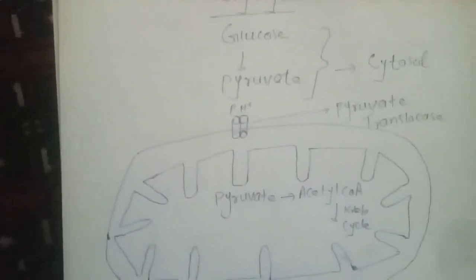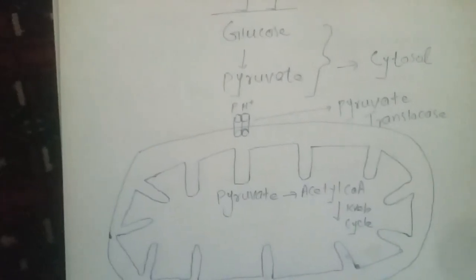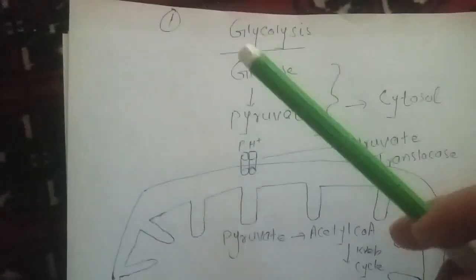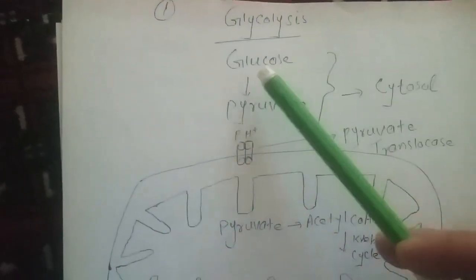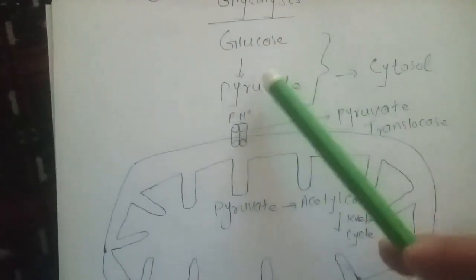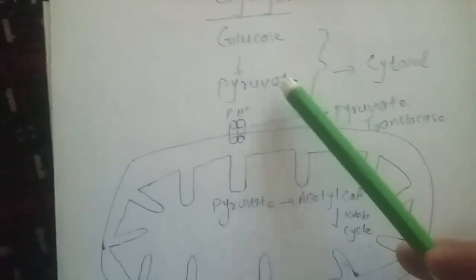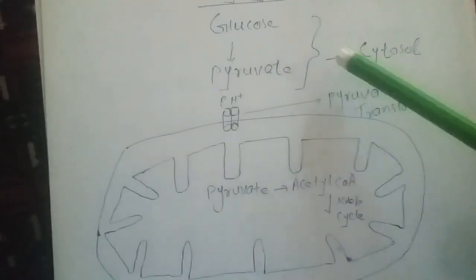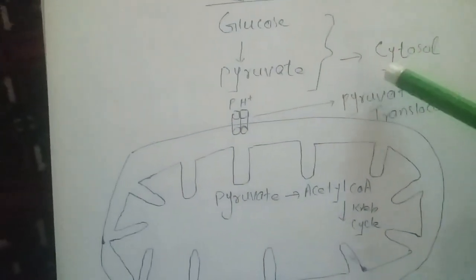Okay, friends, today our topic is oxidative decarboxylation of pyruvate. We have studied glycolysis. From glycolysis, the glucose breakdown occurs and pyruvate molecules are formed. Two pyruvate molecules are formed, and this process was occurring inside the cytosol.